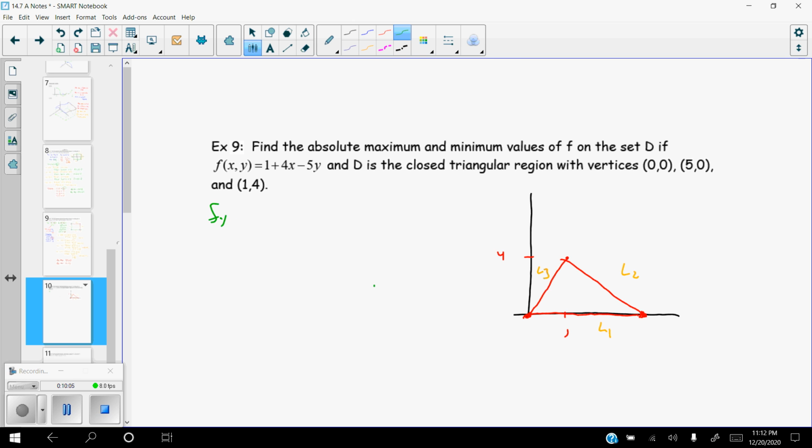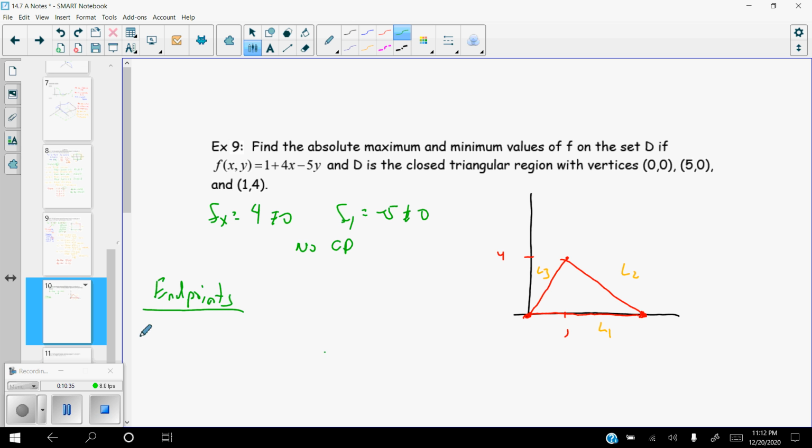Let's start off with critical values. So fx is going to be 4. Well, the nice thing about that is that it can never equal 0. fy is -5, which can also never equal 0. So there's no interior critical points here because our partials can't give us any. Let's do the endpoints. So those are the easier things to do here.